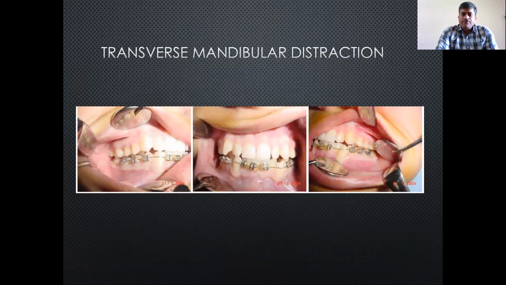Now, similarly, a transverse deficiency of the mandible can subsequently lead to severe crowding in the mandibular arch. And because of the narrowing of the mandibular arch, it can lead to development of posterior crossbite. So what we notice here is that there is crowding in the lower arch and there is posterior crossbite bilaterally. And this typically indicates that there is transverse deficiency of the mandible. And these are the patients who are indicated for transverse mandibular distraction.